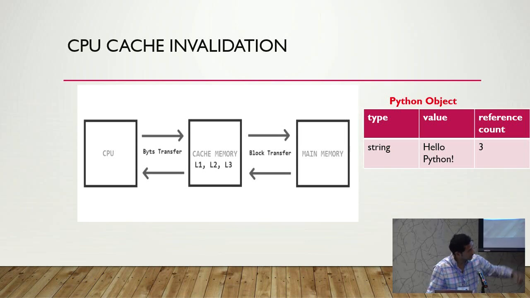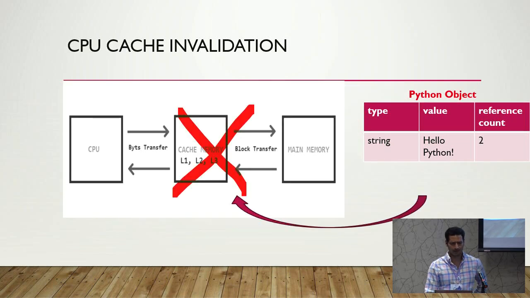Here, the Python object type is string, as on the right-hand side. Value is hello Python, reference count 3. Okay, all good. However, the reference count becomes 2. What will happen? It will say that it is not matching. A cache miss happens; the data is not coherent. What will it do? Again, we need to push the whole object's data to the cache. So the idea is, the write must be propagated to other cache levels and to main memory.